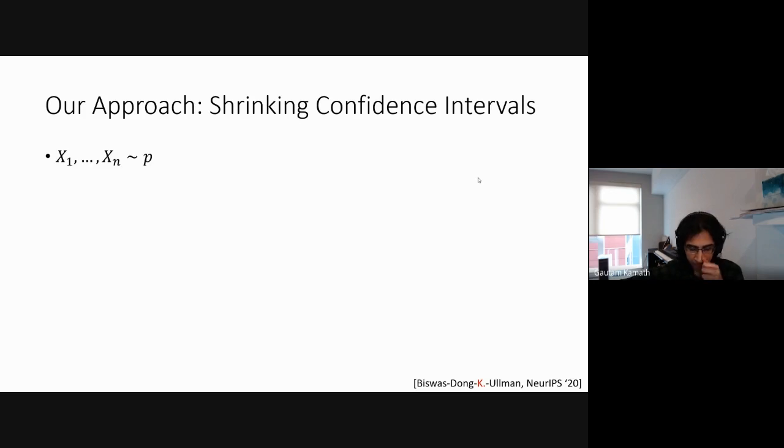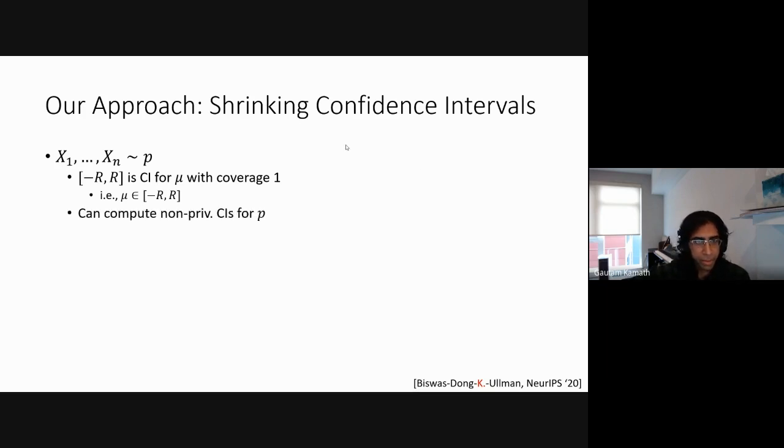And I'm going to describe the type of setting it works in first. It's going to be described minimally in the sense that I'll tell you the minimal assumptions that you need in order for this to work. So you have some data set, which is distributed according to some distribution P. You have that minus R, comma R is a confidence interval for the mean of this distribution with coverage 1. So to say it another way, basically what we've said before, we know for a fact that mu is within some range minus R to R. No different than what I mentioned a few times before.